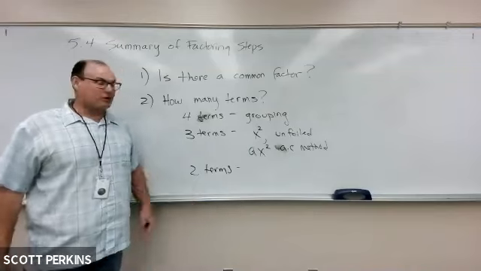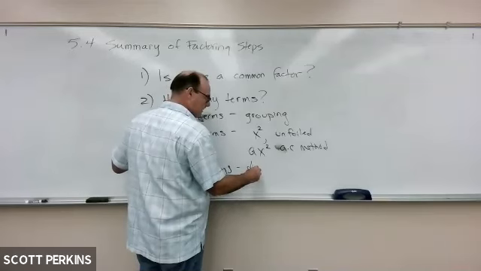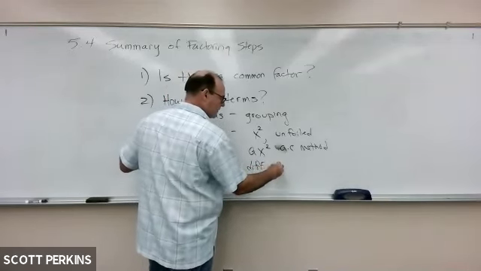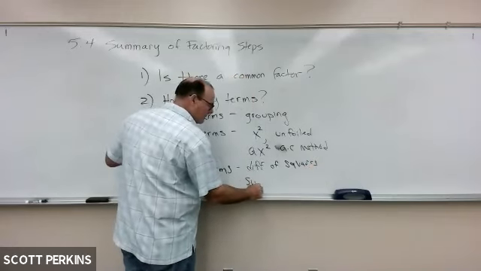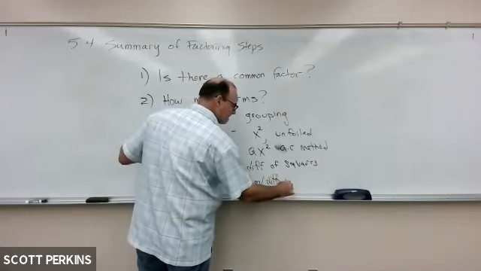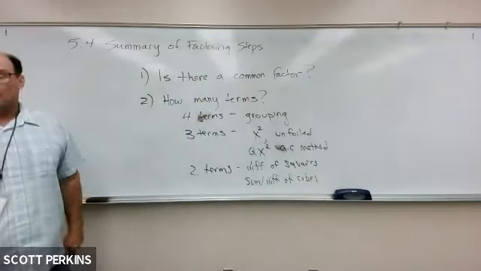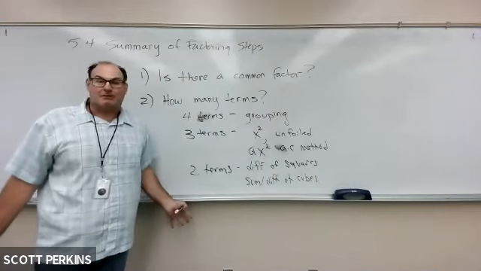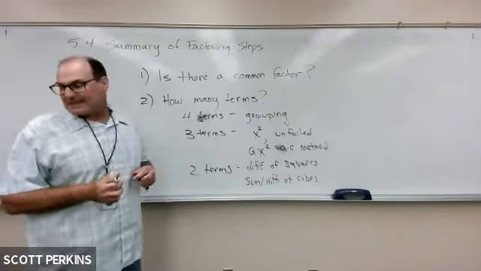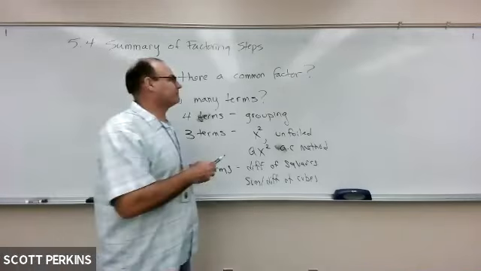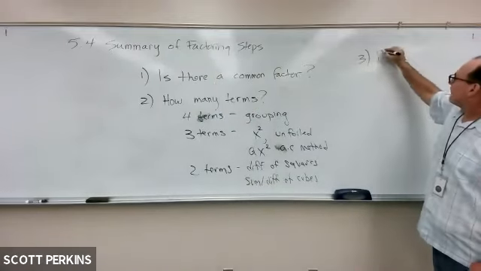If something has 2 terms, then you have, again, a limited number of things you know how to do. Either it's a difference of squares, or it's a sum or difference of cubes. Those are the only things you know how to factor. If it's not one of those things, just stop, you're done. And then the last thing that I would tell you for factoring is just make sure you factor completely.